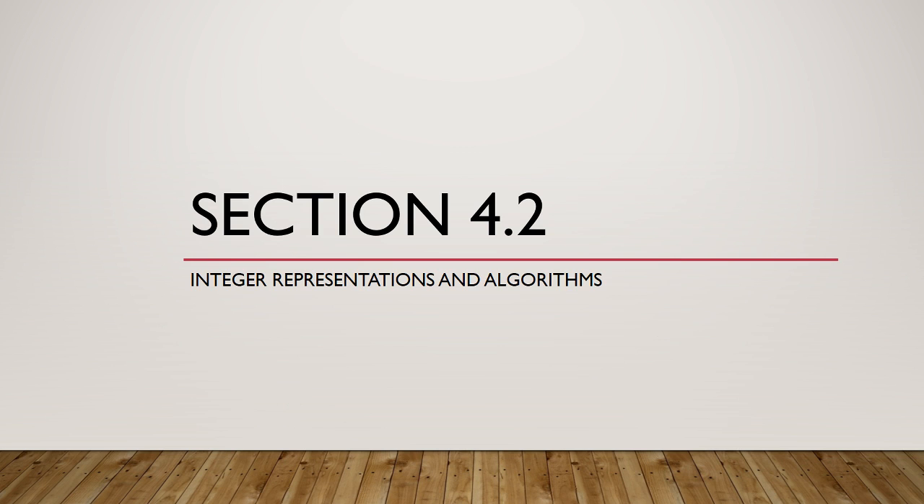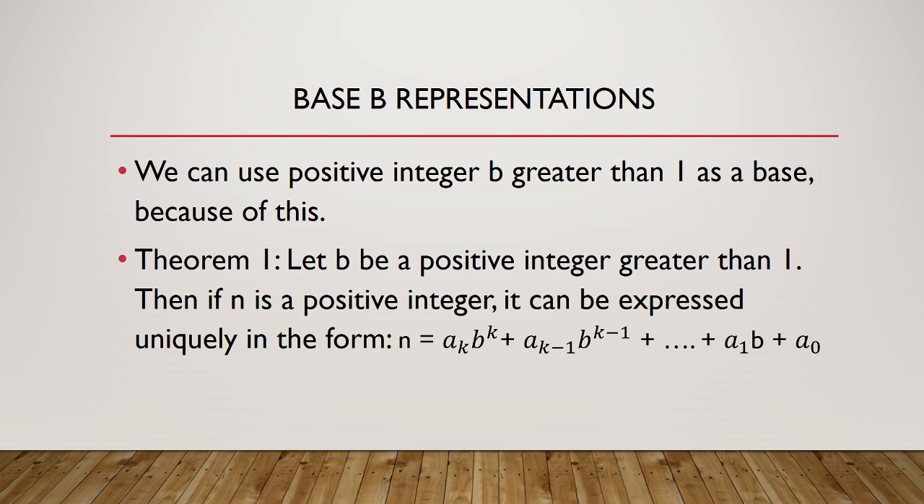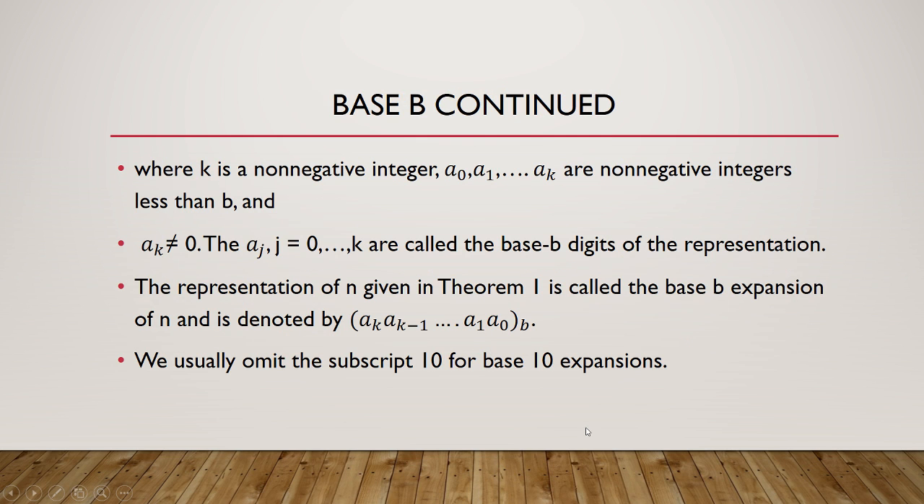For Section 4.2, it's integer representations and algorithms. We can use a positive integer b greater than 1 as a base because of this. Let b be a positive integer greater than 1. Then if n is a positive integer, it can be expressed uniquely in the form as seen here, where k is a non-negative integer, and a sub 0, a sub 1 through a sub k are non-negative integers less than b. As seen here, these values are called base b digits of the representation. The representation of n given in Theorem 1 is called the base b expansion of n, and is denoted as follows.